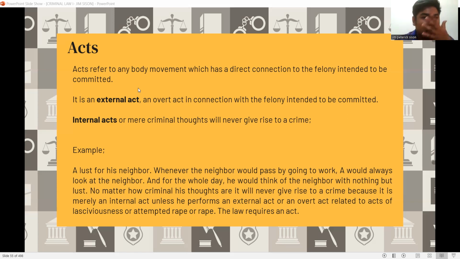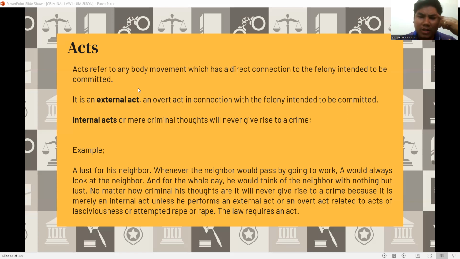So, an act is what? There are two kinds of acts. Number one is external act. External act meaning there is an overt act in connection with the felony intended to be committed. And then internal acts are what? Mere criminal thoughts. Okay? Just thinking about it. But what you merely thought of will never give rise to a crime. Why? Because the law requires an act. Okay? That you must have done something.